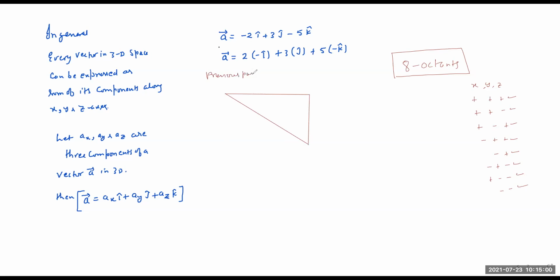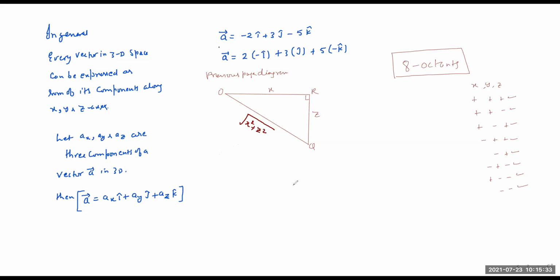Previous page. This is OR. This is right. This is X in length. This is Z in length. If you remember, this is X. This is Z. So what is the length of OQ? That's pretty easy. Root of x square plus z square. Yeah, correct. So the value of OQ will be root of x square plus z square.